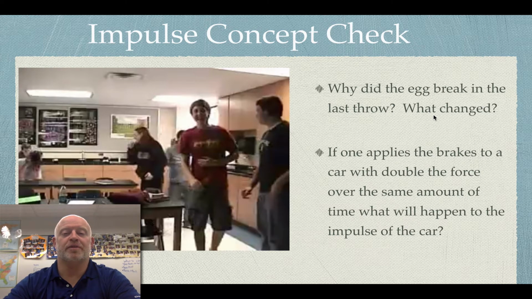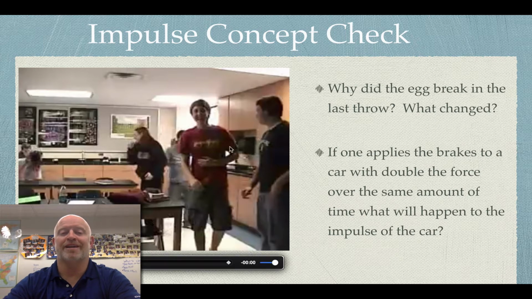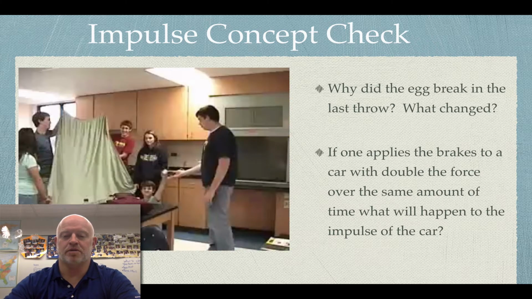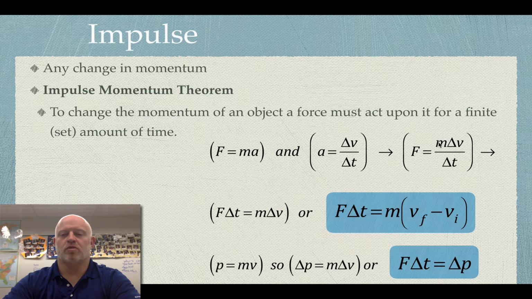All right, so if we think about this, the only difference in all the other throws is it hit the wall. Now the wall doesn't move as much, and as a result, the time it takes for that collision to occur was much shorter in that last throw. So as the time went down, the mass of the egg stayed the same.